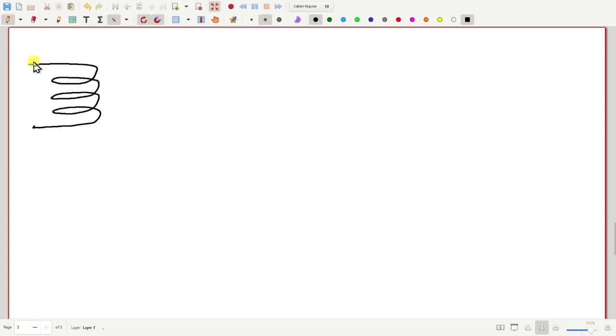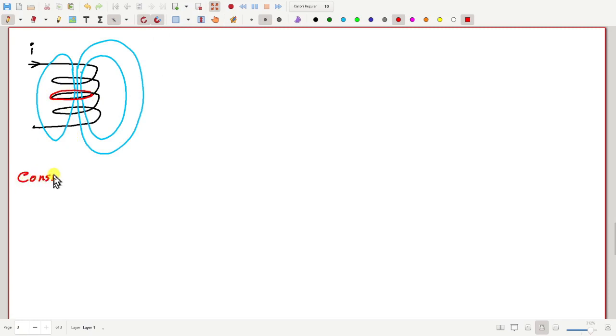Suppose, before that, we have the current I flowing here. Then what happens? We will have magnetic flux lines like this. There will be an infinite number of such lines. I am just drawing a few of them. Now consider one particular turn, maybe this one. Just consider one turn, or say the kth turn.